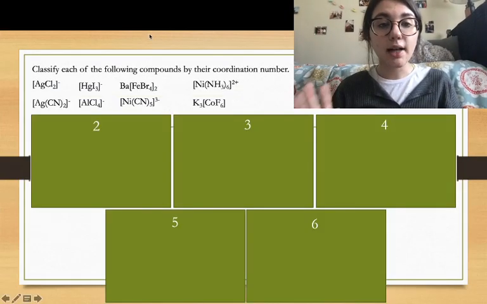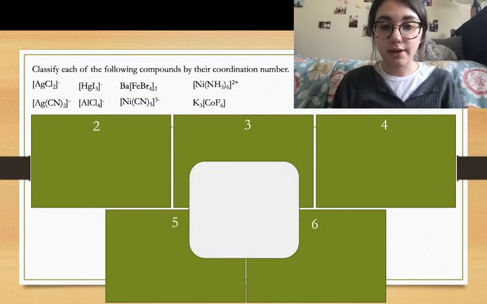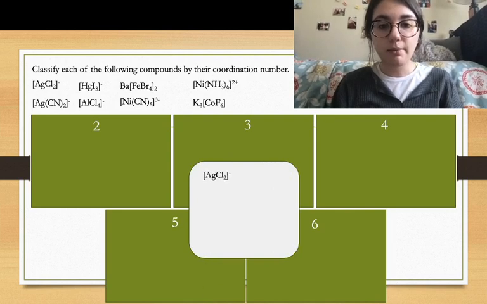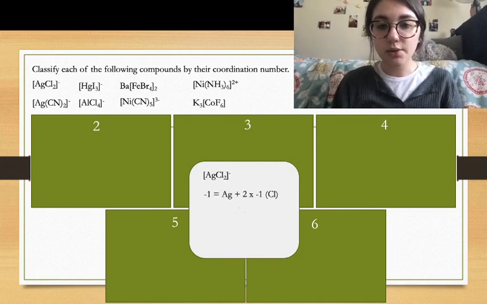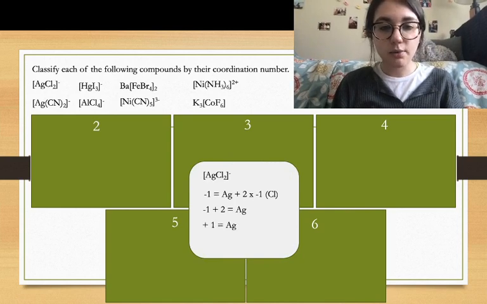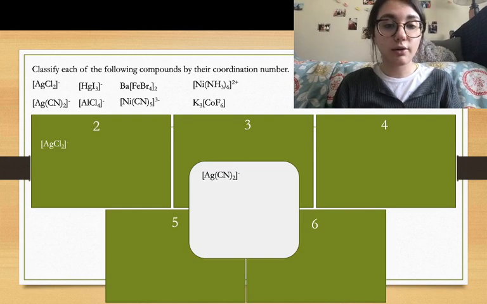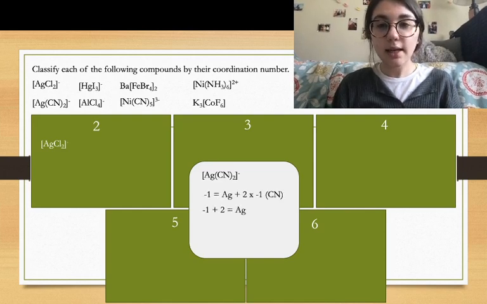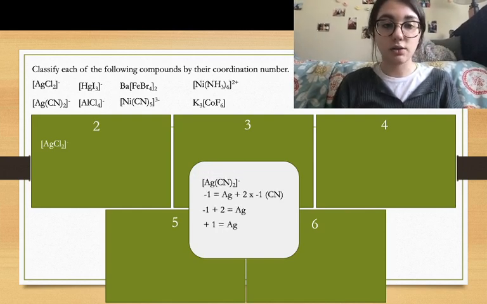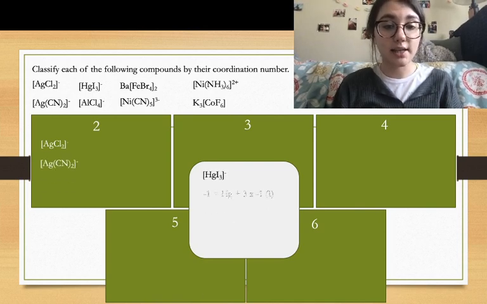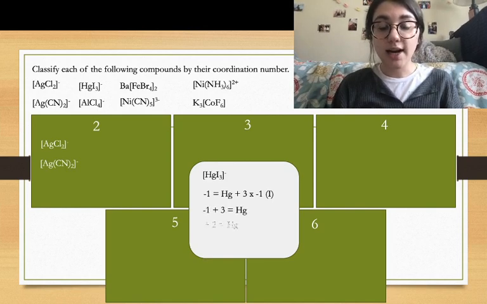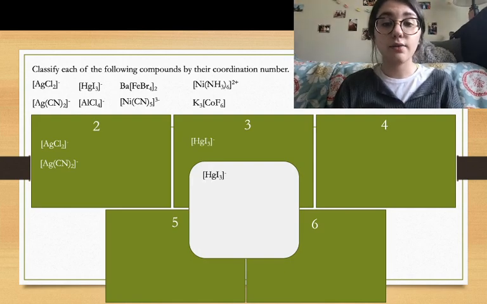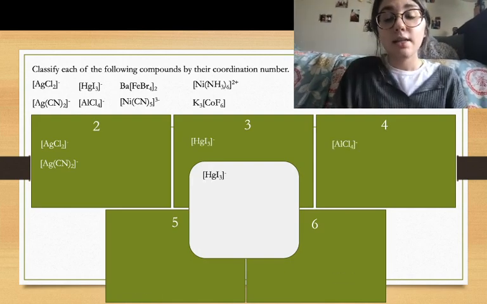Okay, so classifying each of the following compounds by their coordination number. I'm just going to pop up one of the first complexes, and I worked through showing the anion is -1, and therefore the charge on Ag is +1, and therefore it's going to have 2 chlorines attached to the center. The same thing is true of the cyanide ion since it's also -1. So it's going to have a coordination number of 2, because there are 2 cyanides attached. With mercury iodine, same idea, except there are 3 iodines attached to the central ion, so it's going to have a coordination number of 3. The same with all these others.